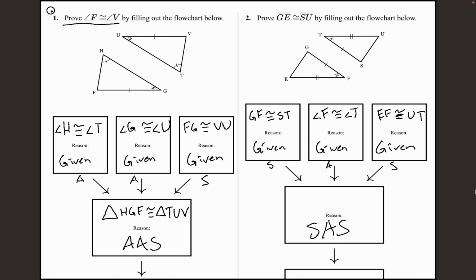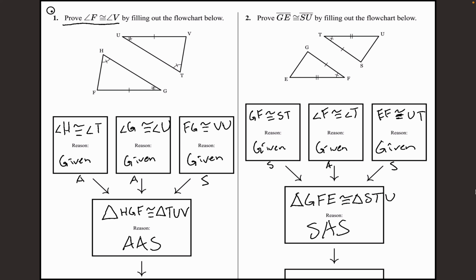now I have to put the triangles are congruent. So triangle blank, let's say triangle GFE is congruent to, who can tell me the correct? That's a T. STU.